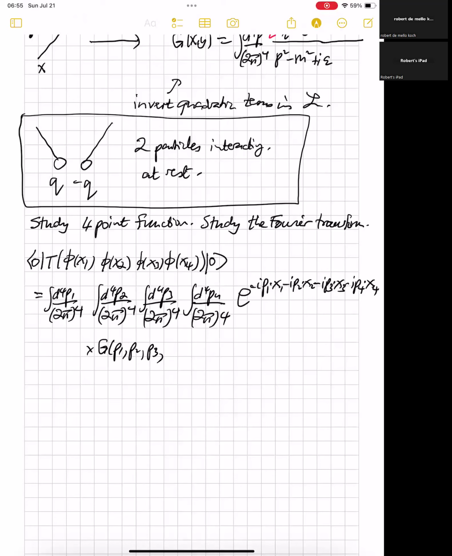Now, actually, we know something about this function, and we know it because of momentum conservation. So we know that there's going to be a delta function. So here's our 2 pi to the 4 that goes with every delta function. And this is going to enforce that momentum is conserved. And this corresponds to having a delta function that sets the sum of the momenta to 0.